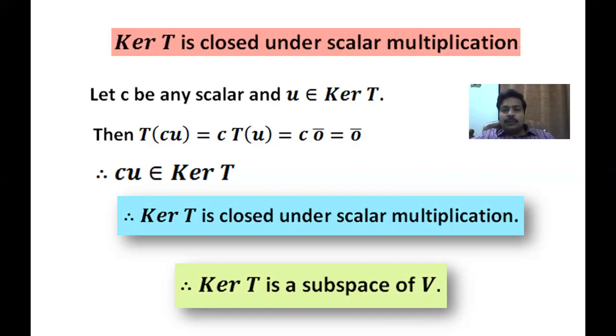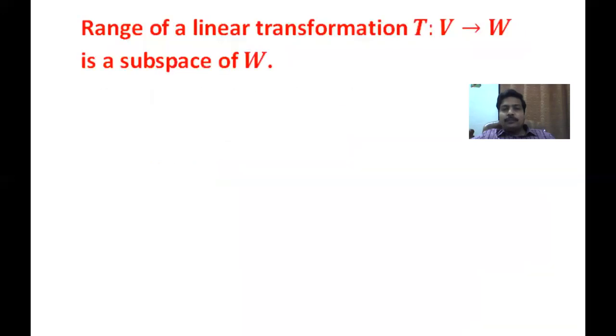So this is the statement we require. Let us move on to one more statement, which says that the range of a linear transformation T from V to W is a subspace of W. Earlier we proved that the kernel of T is a subspace of V. Now we are going to prove that the range of a linear transformation is a subspace of W.